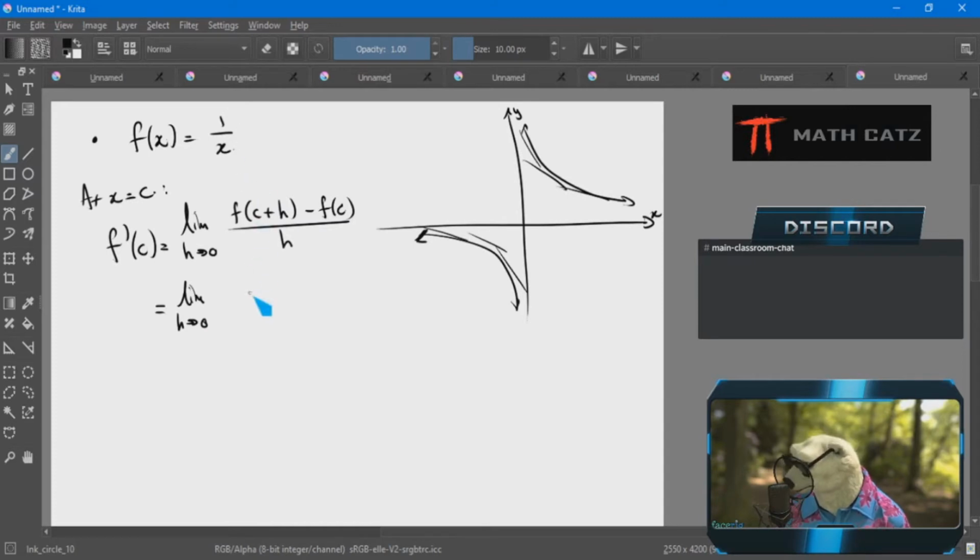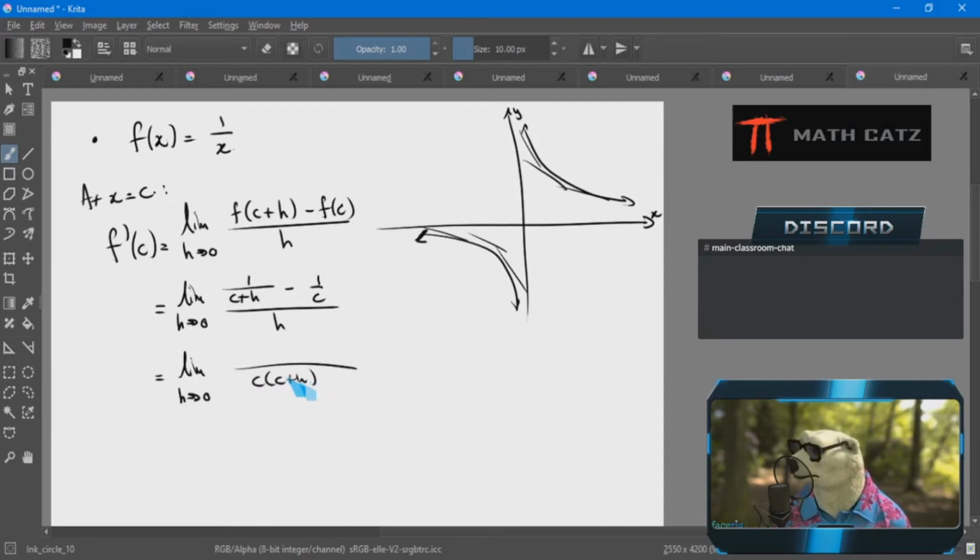So I have 1 over x. So this is 1 over c plus h minus 1 over c, all over h. I'm still dividing by 0, so I can't plug in the limit value here that I'm interested in. So I have to keep simplifying until I make some progress, which means I have to put the top two fractions together over a common denominator, which is just their product. Then it will be c minus c plus h.